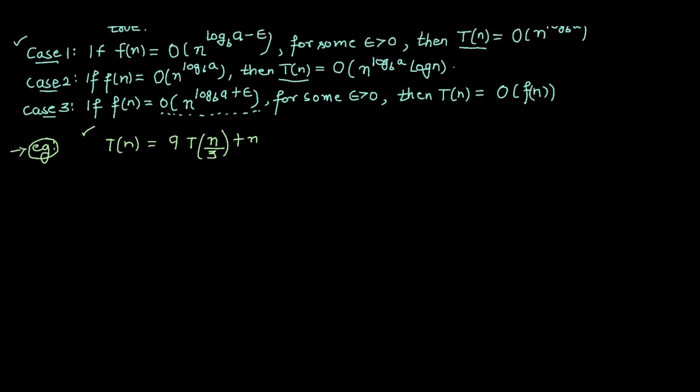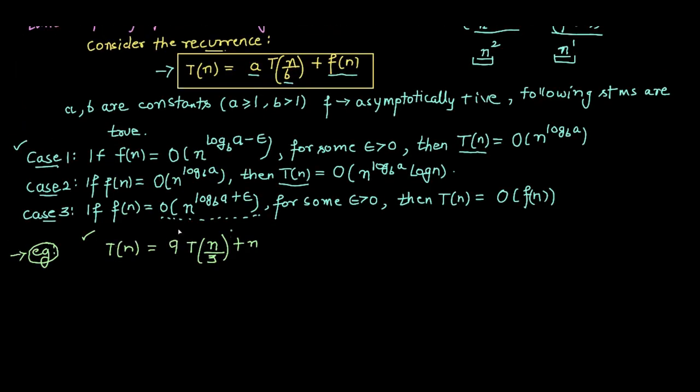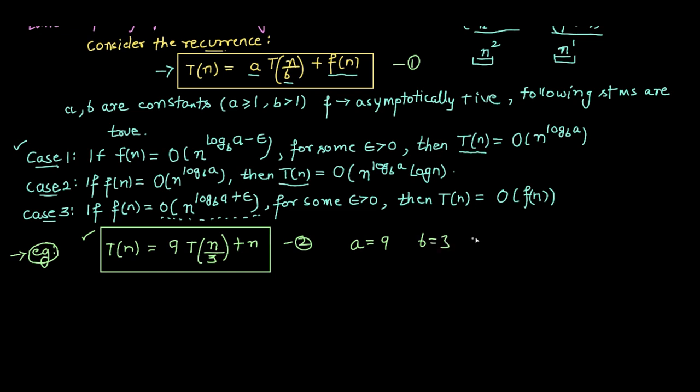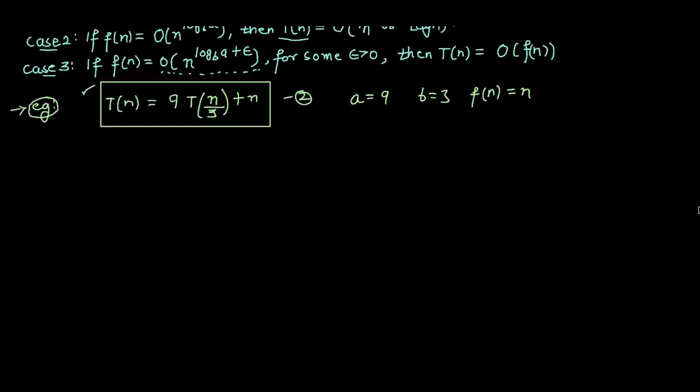So let's say you are given a runtime of a recursive algorithm like this. What you will have to do is simply compare this whole equation. So let me put a box here. If you're given this equation, you will have to compare this with this equation. Let me mark this equation as 1 and this equation as 2. So you will have to compare 1 and 2. And you can see by comparison, you will get the value of a equals 9, the value of b equals 3, and the function f(n) equals n. So when you have got these values, applying the master theorem becomes very easy.